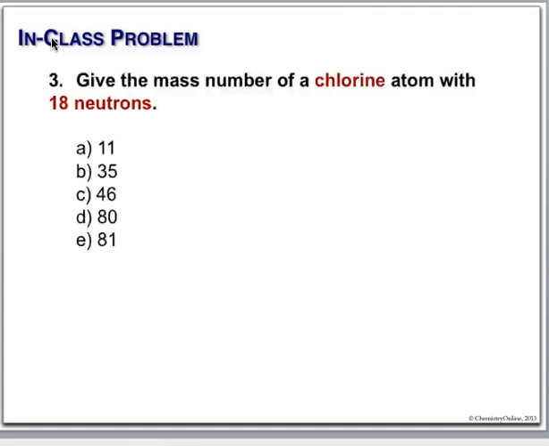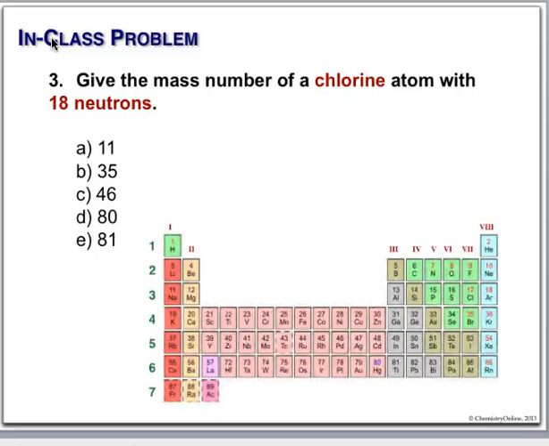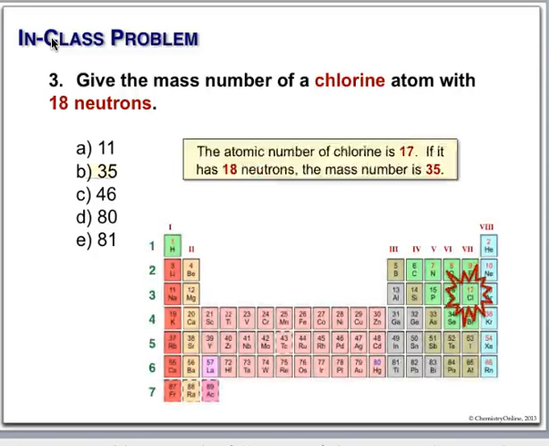Mass number of a chlorine with 18 neutrons. Again, this is now just an exercise in can you find chlorine in the periodic table? And can you add? Chlorine is going to be right down here. It's a halogen, group 7. Atomic number is 17. 17 plus 18 is 35.